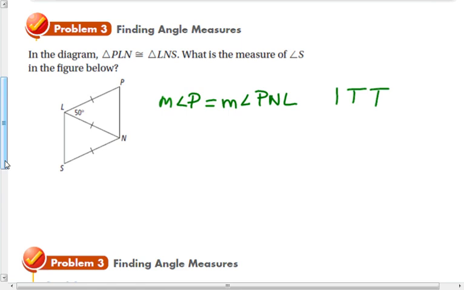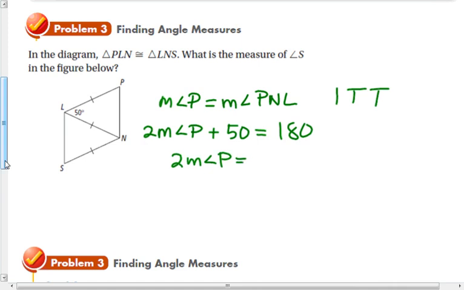And since that's true, we can say that 2 times the measure of angle P plus 50 is equal to 180. And that's just the triangle angle sum theorem. So 2 times the measure of angle P is equal to 180 minus 50, which is 130. So the measure of angle P is equal to 130 divided by 2, which is 65.